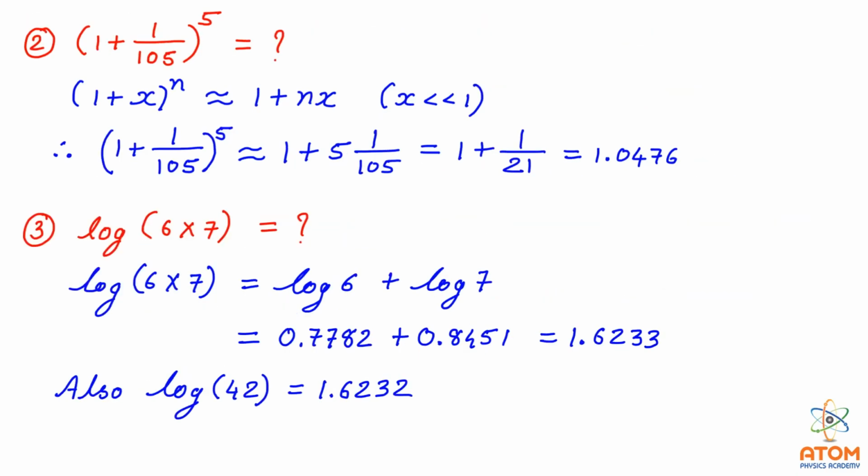Now let us see the second example for binomial theorem. Here we have been given 1 plus 1 upon 105 raised to 5, and we want to find out the value of it. Now if we go with the regular method, then obviously there is a power 5, so it will be a bit difficult to solve this.